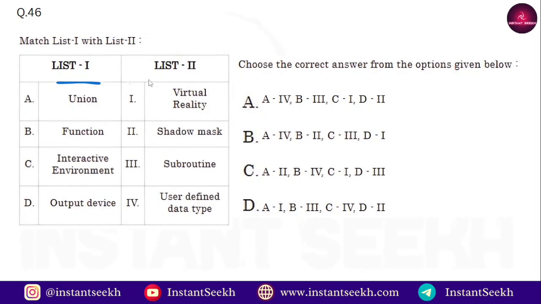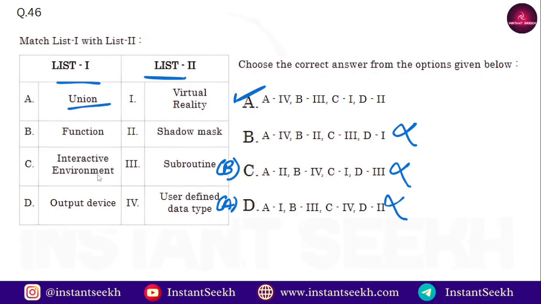List 1 and list 2 are given. Let's try with the easier one. Union is what? A user defined data type. Straight away this goes to 4th, right? So we can eliminate. A goes to 4, so this 2 gets eliminated. Now function is nothing but a subroutine. So option 3 goes to B. From this, now you can eliminate this as well. So your option A will be your correct pattern.